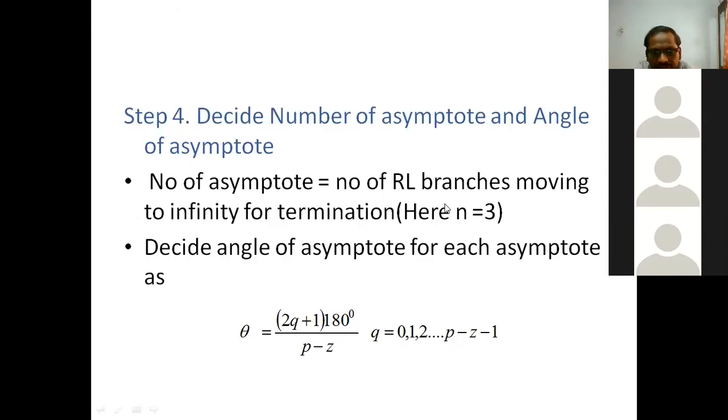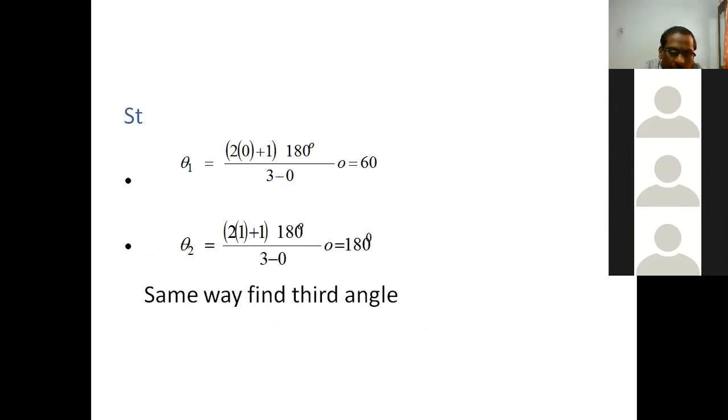So in our case, how many q values will we consider? 0, 1, up to p minus z minus 1, that means 3 minus 1, 2. So there will be 3 q values, that is 0, 1, 2. You put those q values in the theta equation and find 3 angles of asymptote: theta 1, theta 2, theta 3. Theta 1 is equal to (2 into 0, that is q equal to 0, plus 1) into 180 degree upon 3 minus 0, that is 60 degree.